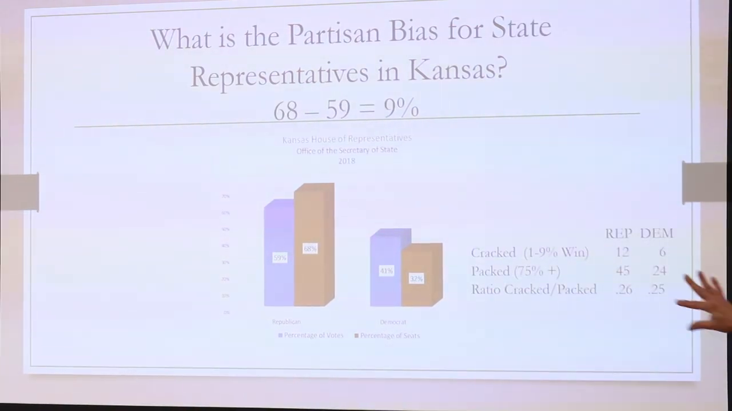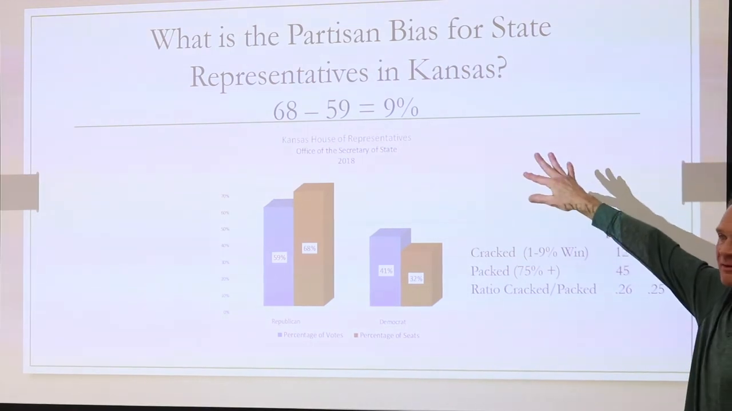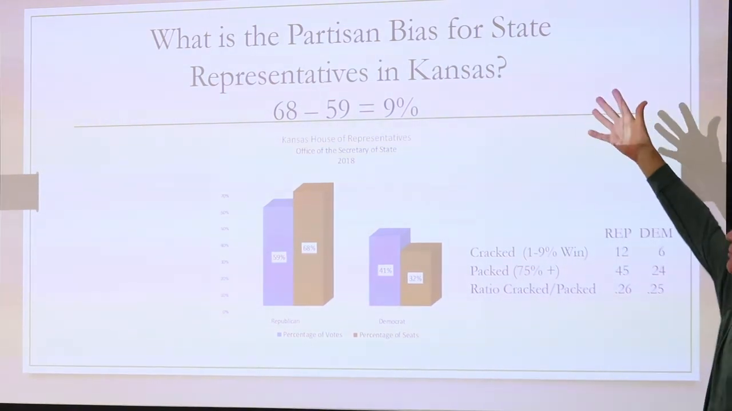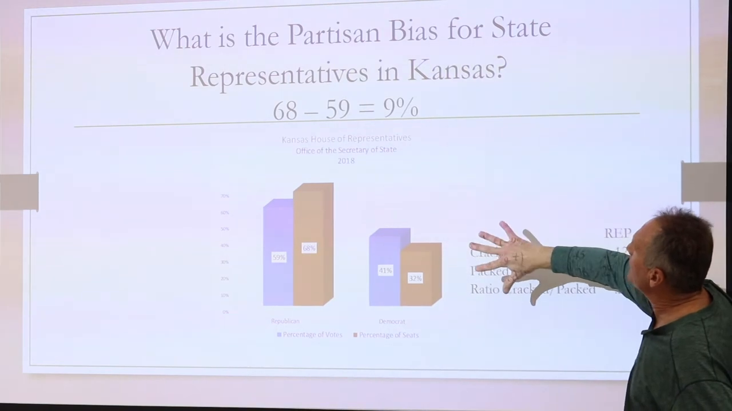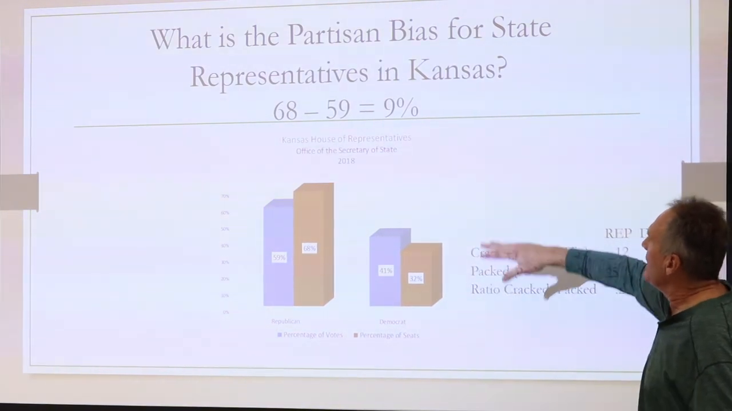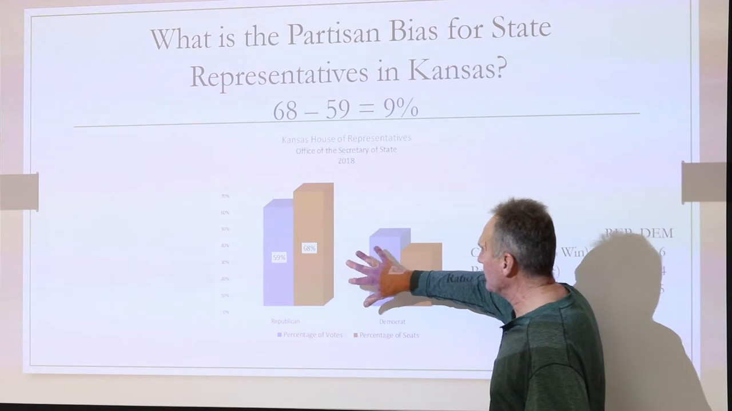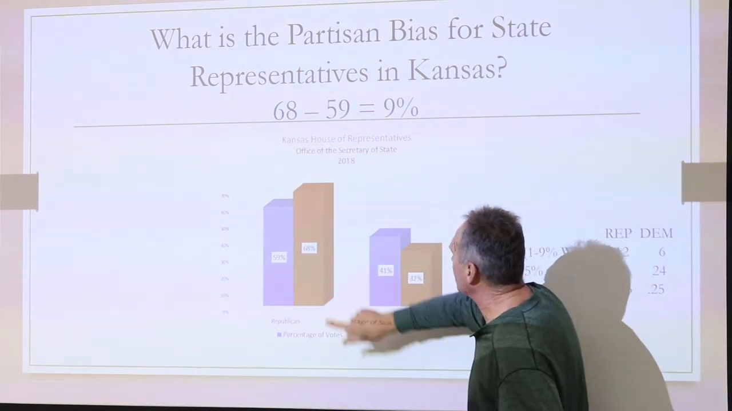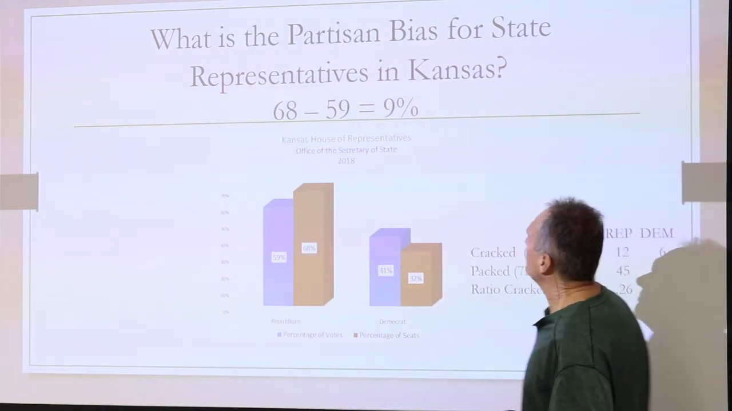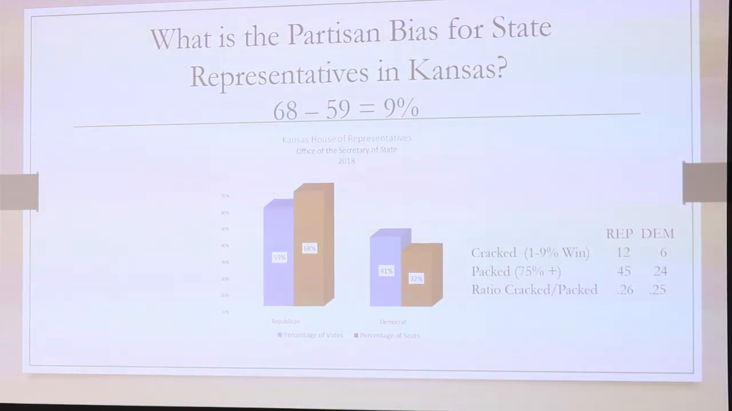This is the same analysis for the state representatives. That first one was for our 4 U.S. representatives. So this is the results of the state House of Representatives. And as you can see, the partisan bias was not as high here. They are a lot closer between the percent of the vote that they got and the percent of seats. The partisan bias here, as you can see, was only calculated to 9%, but it was, of course, in the Republicans' favor because they were the party in power in 2010 when they drew the last lines.